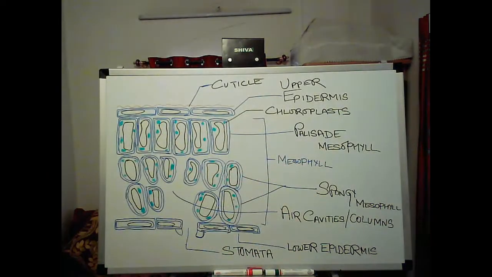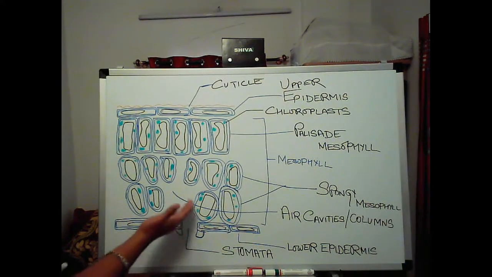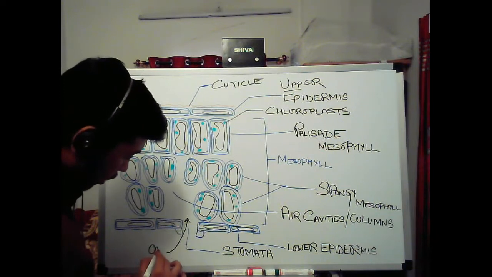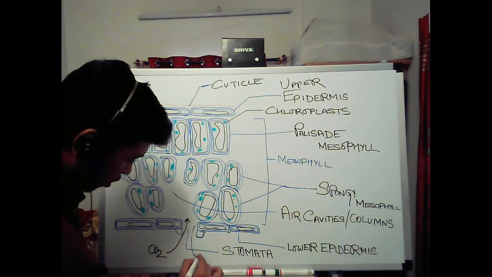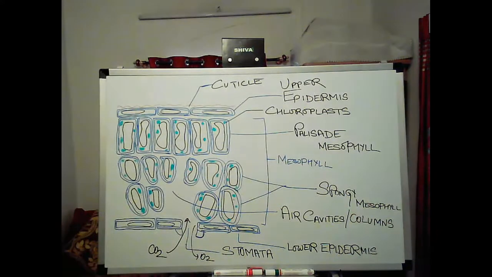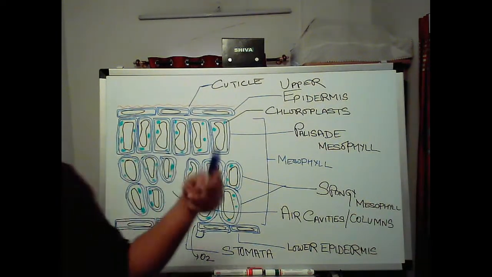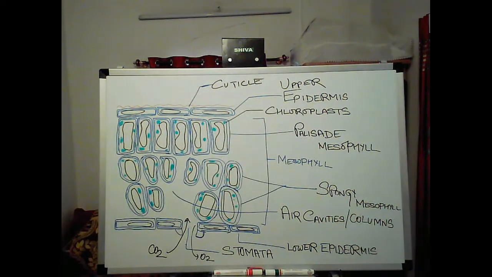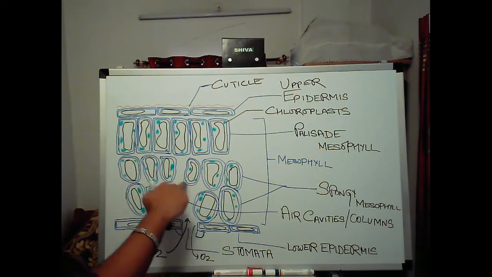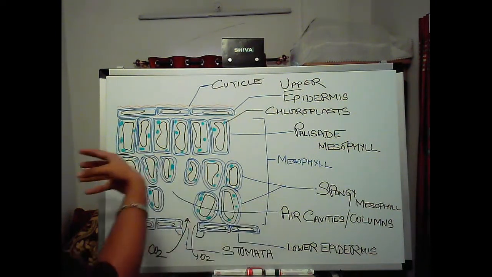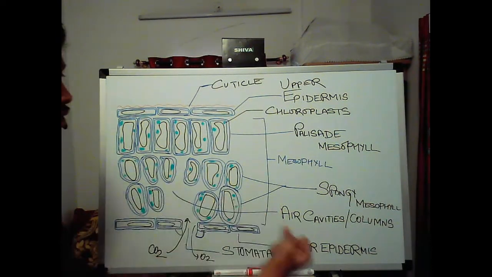What happens in leaves? Carbon dioxide comes in through here during the day, and oxygen leaves during the day. During the night, something else happens, which will be discussed in the next video. Carbon dioxide enters and is filled over here. The cells take up carbon dioxide, they just pull it in, they just suck it in, they just diffuse it in.